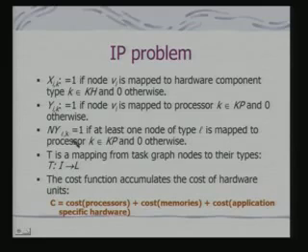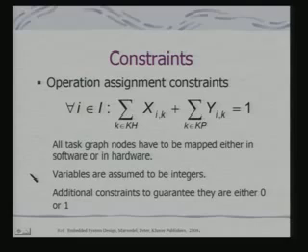Okay. NYLK equal to 1 is another variable which says that if at least one node of type L is mapped to processor k of KP, this is 1, otherwise it is 0. That means at least one instance of the task is mapped to a processor. T is a mapping from task graph nodes to their types, because there are various types of computations. So, I need to know what type of computation each task graph node is really representing. And I can use a variety of cost functions. This is one cost function, which accumulates the cost of hardware units, cost of processors, cost of memories, cost of application specific hardware. Okay. Then we have to specify the constraints.